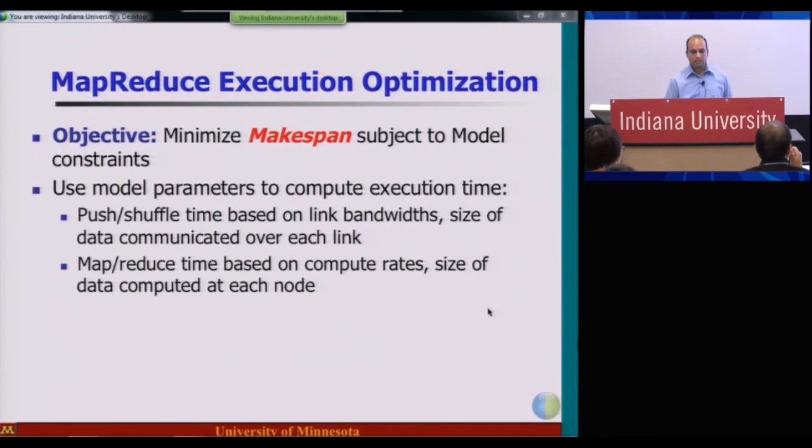And then what the optimizer does is, it simply minimizes the total end-to-end runtime execution. And how does it determine the runtime? It basically uses these model parameters that we have provided and the execution plan, and it determines the best execution plan so that you minimize the amount of time that the whole system will take to run.